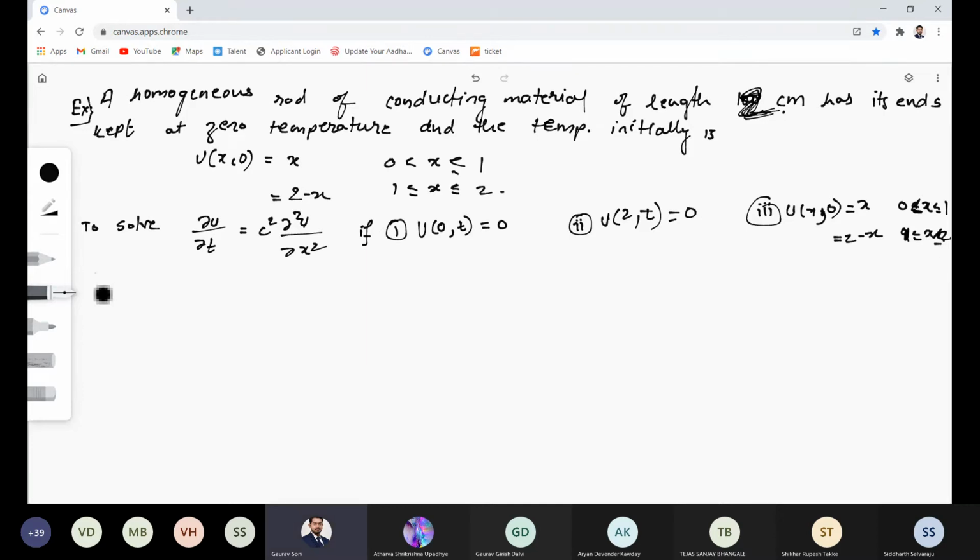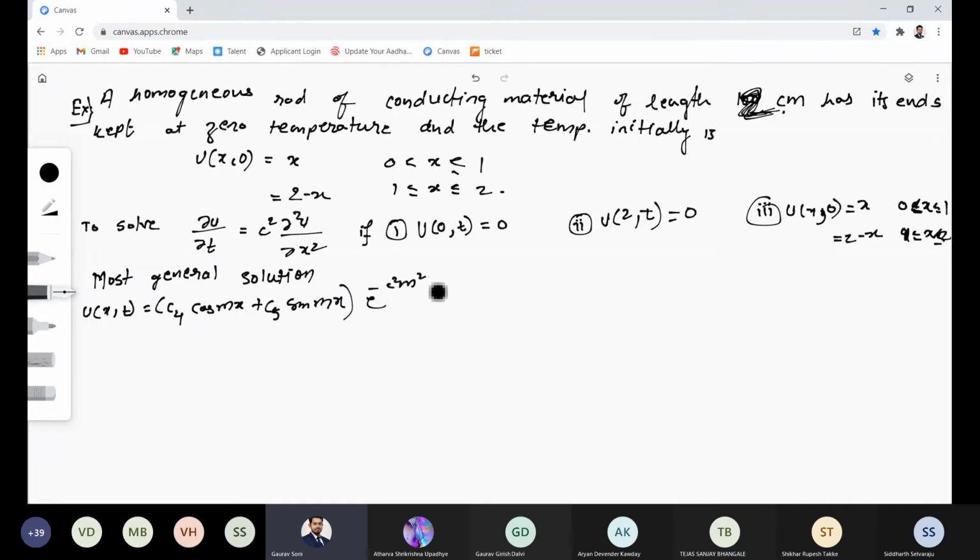The most general solution, u of x comma t, is equal to c4 cos mx plus c5 sin mx, e to the power minus c square m square t.